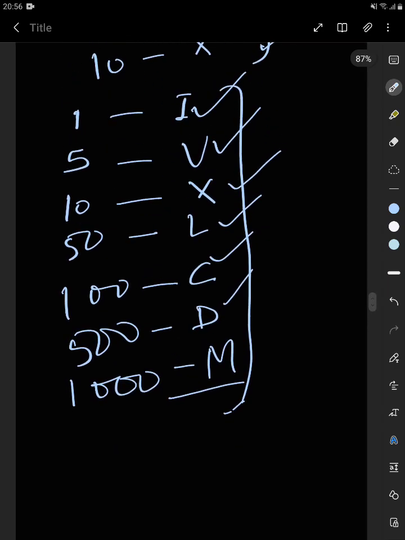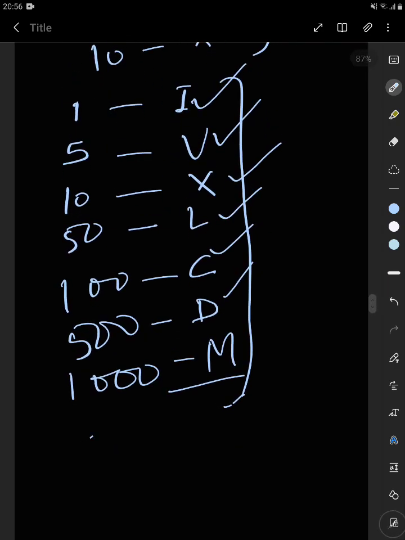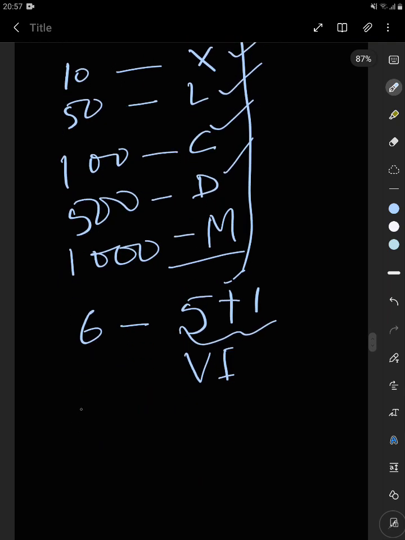For example, we need to form 6. It is 5 plus 1. Instead of 5 we'll write V, and for 1 we'll write I. So this will be 6. Similarly, for example we have 4. 4 is 5 minus 1. Whenever we have minus, the symbol will be written before 5.